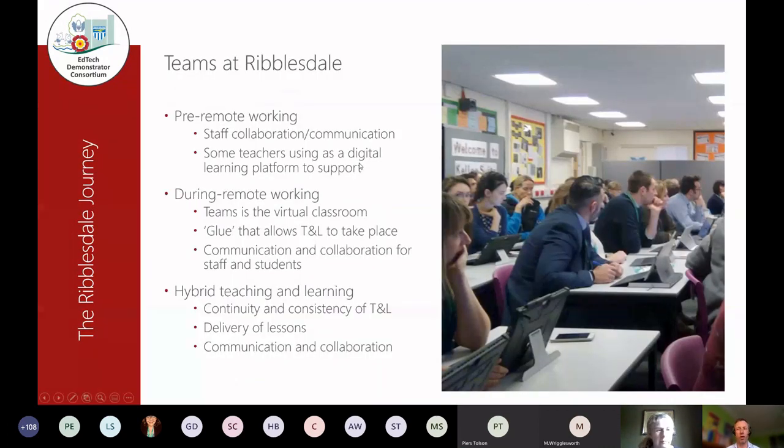So what about Teams at Ribblesdale? How does that look? Well, I'll split it into three bits really. Pre-remote working, we were using it for staff collaboration and communication, and it was starting to become the main way of communication above email within school.